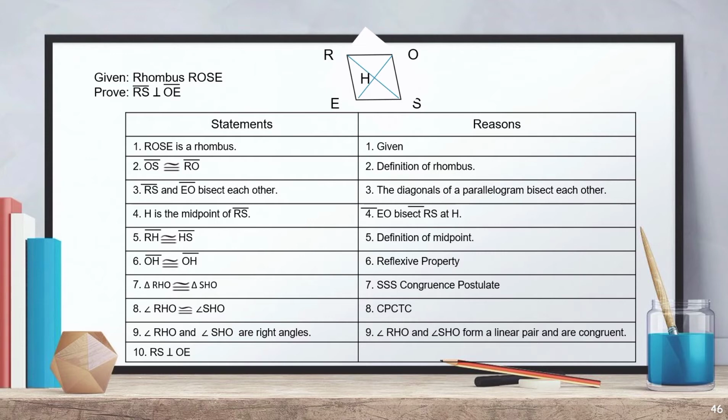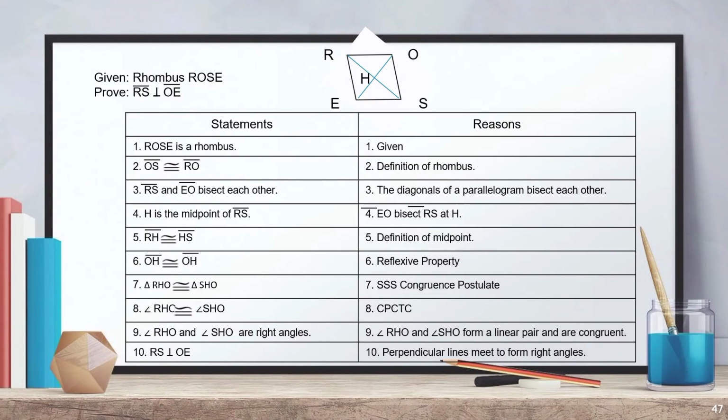When we say linear pair, these are two adjacent angles that create a line. Or if we add the two adjacent angles, their sum is 180 degrees. Statement number 10, RS is perpendicular to OE. Perpendicular lines meet to form right angles. So therefore, we already proved that the two diagonals of a rhombus are perpendicular to each other.